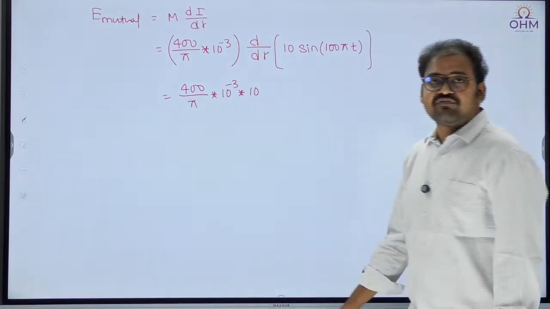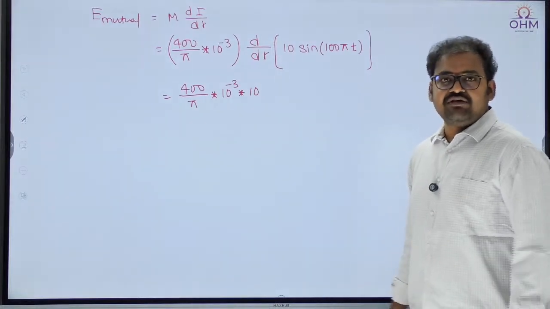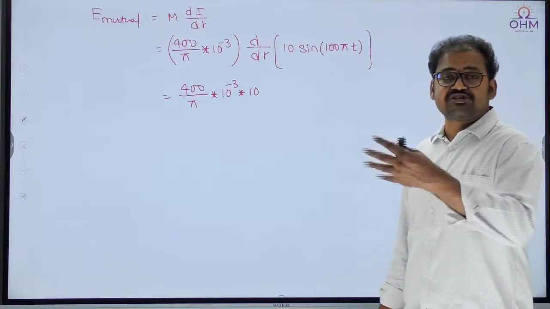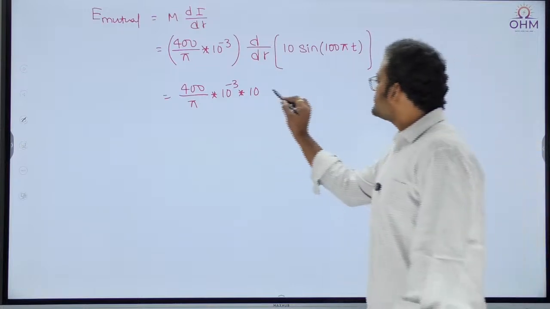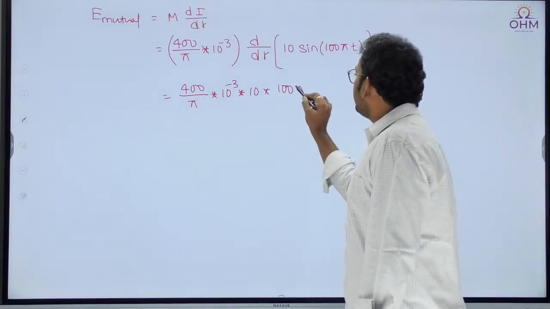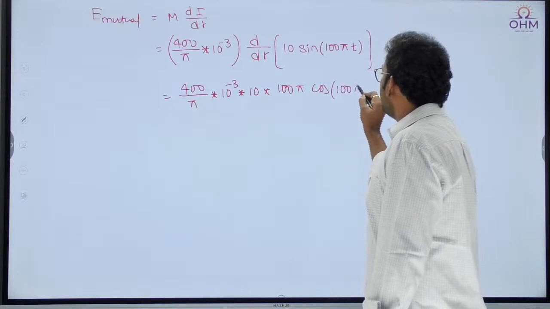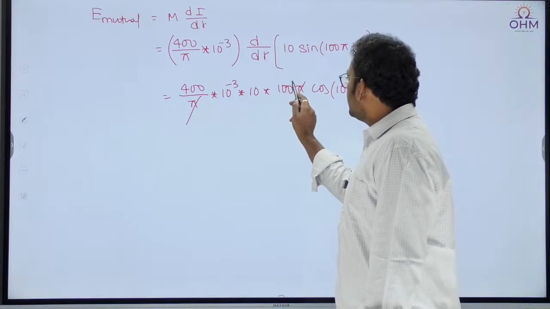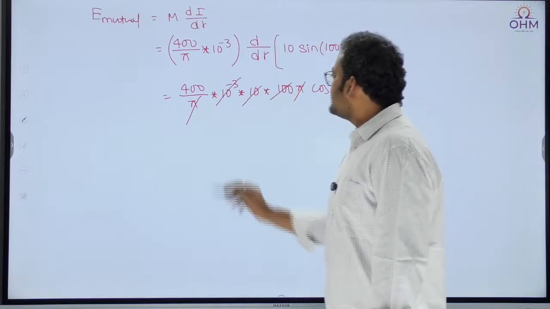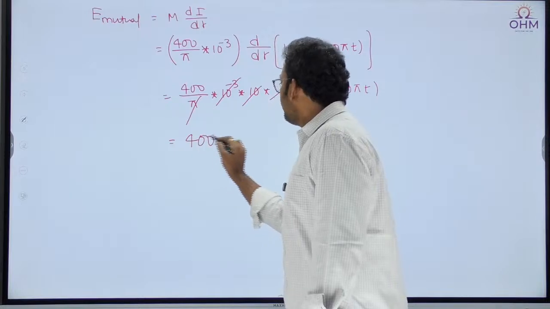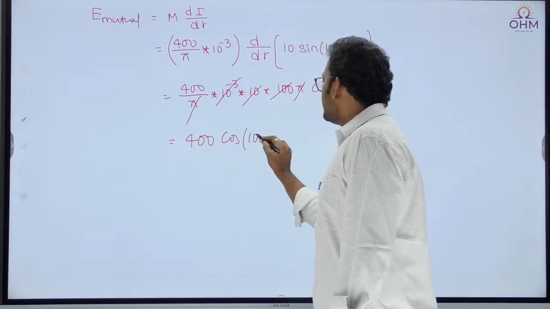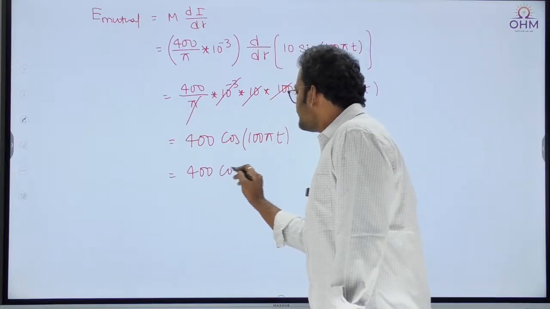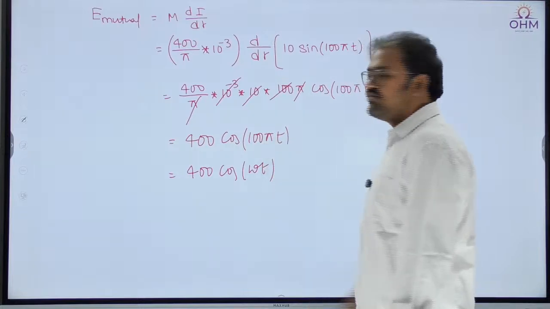Then what is the derivative of sine 100 pi t with respect to t? Is it not sine omega t derivation? What is sine omega t with respect to t? Omega cos omega t. So therefore this is 100 pi cos 100 pi t. Okay, so now pi will cancel. You see, 10 power minus 3 will cancel with the zeros. So finally the answer is 400 cos 100 pi t. Is it like 400 cos omega t indirectly, where omega is equal to 100 pi?